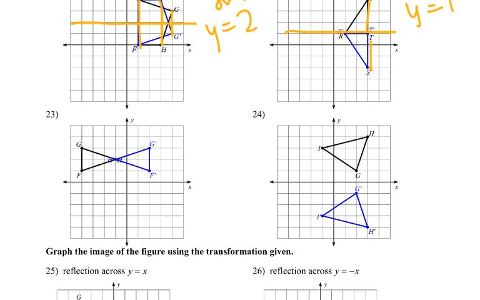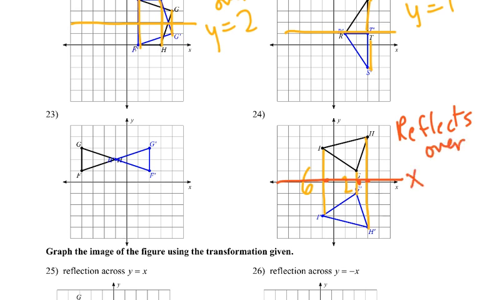Okay, 24, should be able to kind of tell, cut these in half, right? So from I to I prime is 1, 2, 3, 4, 5, 6. Cut that in half is going to be 3. G is 2, cut it in half, it's 1. So 3 would be right there. 1 would be right here. H to H prime is 8, cut that in half would be 4, which puts you right there. So there's the line where it's being reflected. So that would be the x-axis. So you could say reflects over x-axis, or you could call it y equals 0.